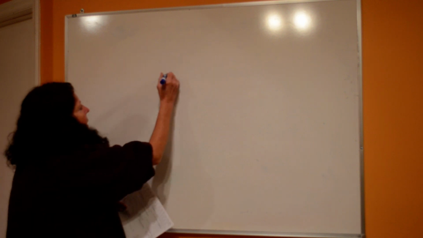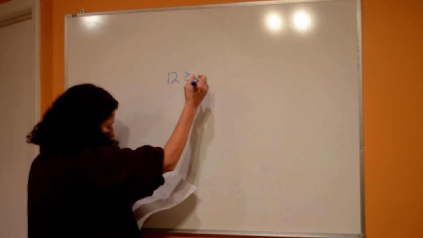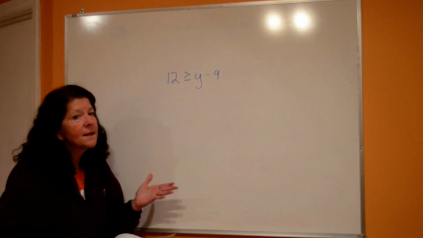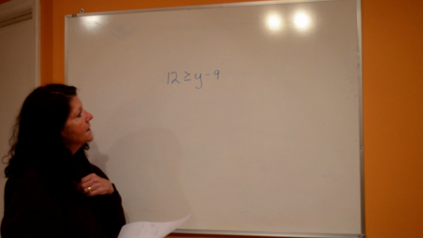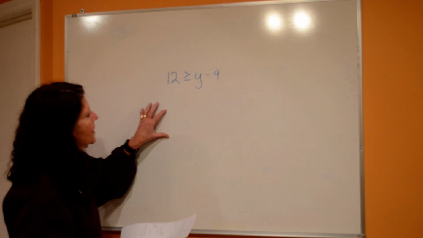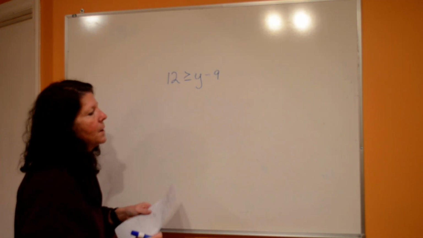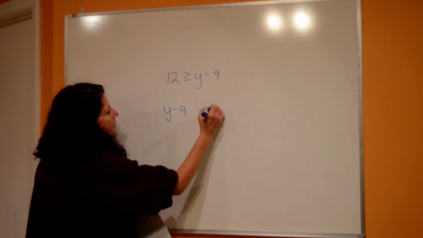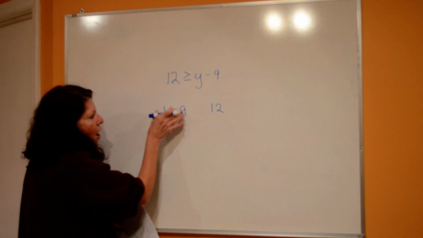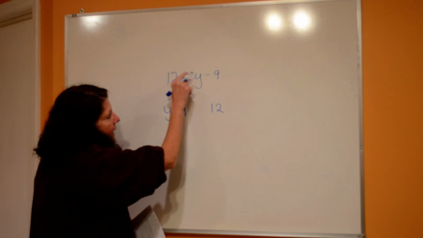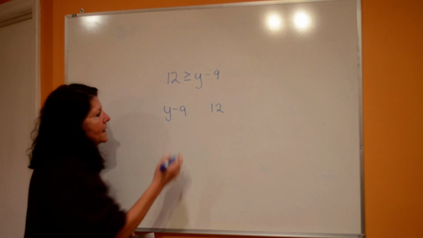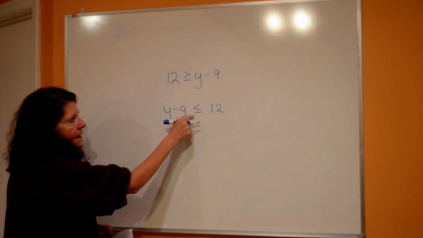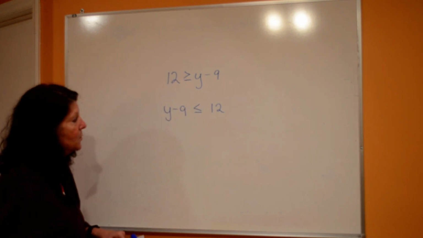Okay, look at this one. I have 12 is greater than or equal to y minus 9. Now you'll notice I said the variable needs to be on the left-hand side. So I need to take this and place it over here, and that and place it over there. But be very careful, because y minus 9 goes there and 12 goes there. It's like a cut and a paste. But the inequality is pointing to the y minus 9, so it needs to continue to point to the y minus 9 down here. See how it switches because I switch sides?